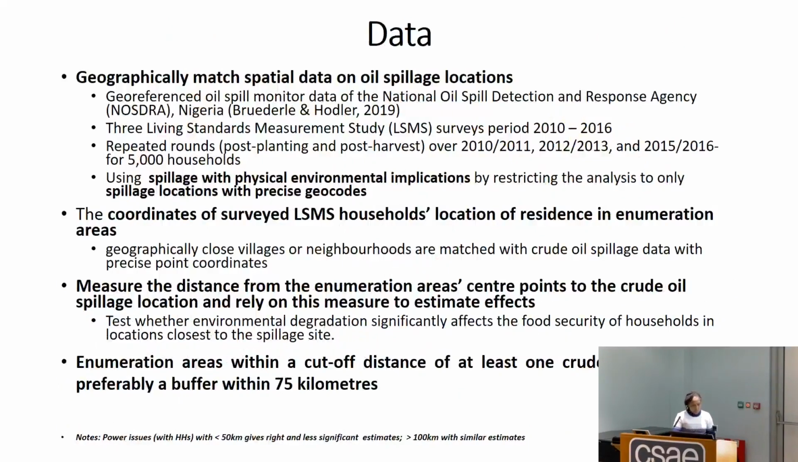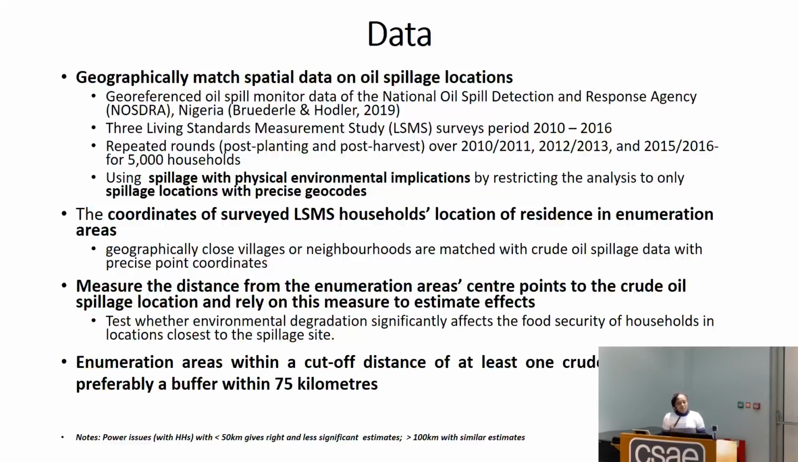So we used, like I said, georeferenced oil spill monitor data from the National Oil Spill Detection and Response Agency in Nigeria. We matched it with 3 years of the Living Standards Measurement Survey from 2010 to 2016, and that's for 5,000 households. And then we used spillages with physical environment implications by restricting the analysis only to spillage locations with precise geocodes.